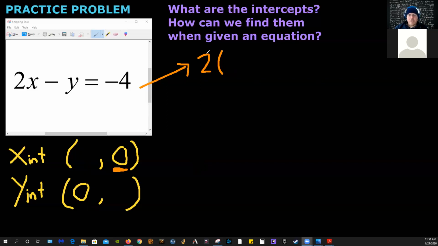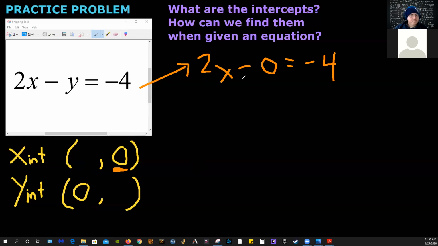This crazy person on the other side of the camera just tried to say, okay, I'm replacing x with 0 for the y value, not the x value. So this should be 2x minus 0 equals negative 4. Yeah, x-intercept, not y-intercept, the x-intercept. So we're saying that y is equal to 0.